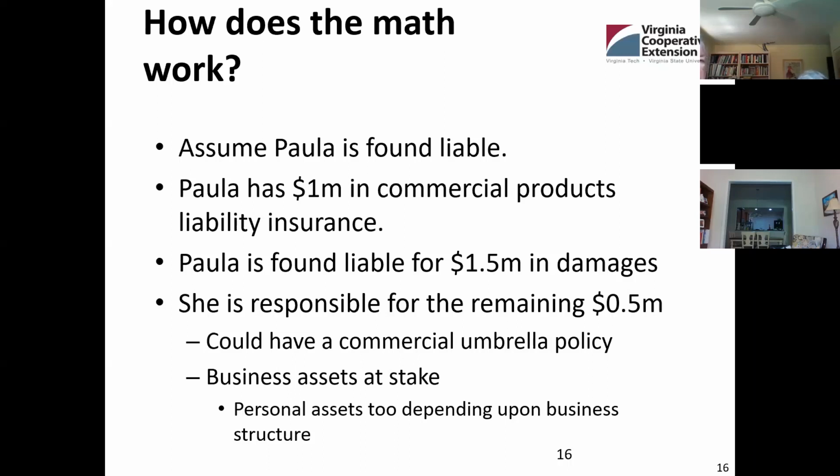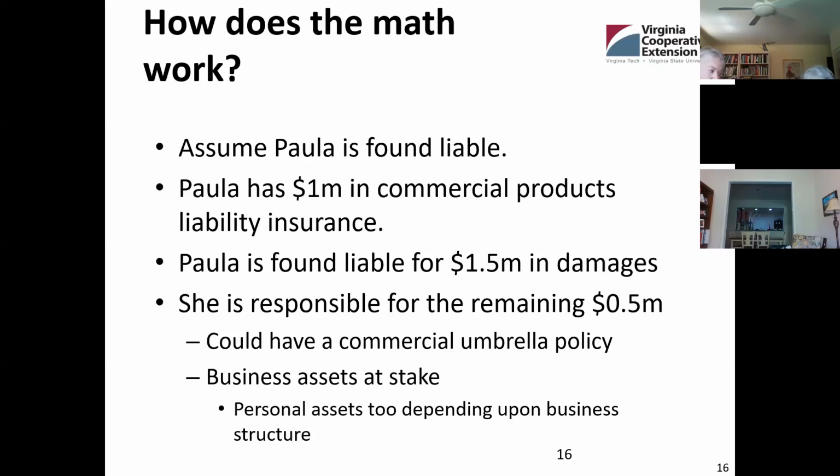But let's assume that she doesn't have that commercial umbrella policy. So now her business assets are at risk. So maybe she's going to have to sell some of her inventory. Maybe she's going to have to get out of the business altogether, right? Maybe her personal assets are also going to be at stake, depending upon the structure of her business.